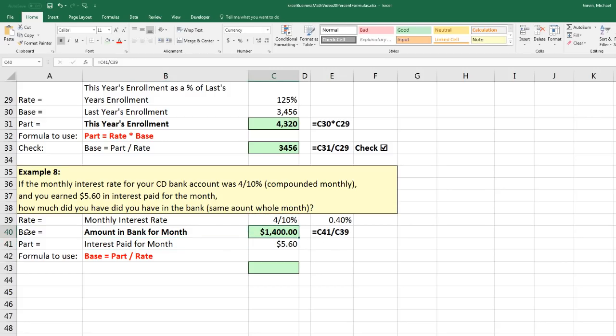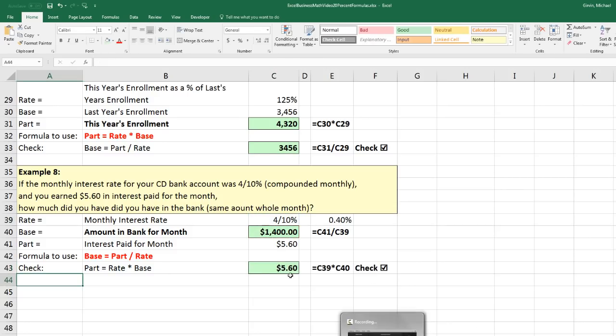1,400. We have solved for base, but now I want to use that number with one of the other ones to check. Part equals rate times base equals, there's our rate times, and there's the base we just calculated. When I hit enter, it better exactly equal 560.